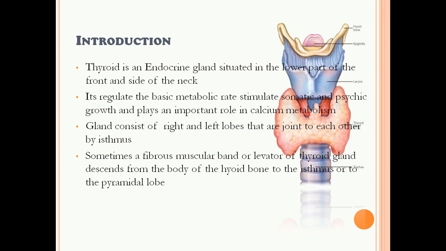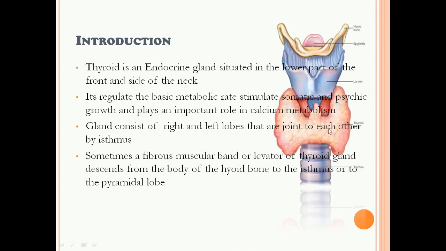It is regulating the basal metabolic rate, what we call BMR, which stimulates somatic and psychic growth and plays an important role in calcium metabolism. The gland consists of two lobes, the right lobe and the left lobe, joined together by an isthmus, which is a joining tissue. You also find another lobe called the accessory lobe, which is seen over the isthmus.